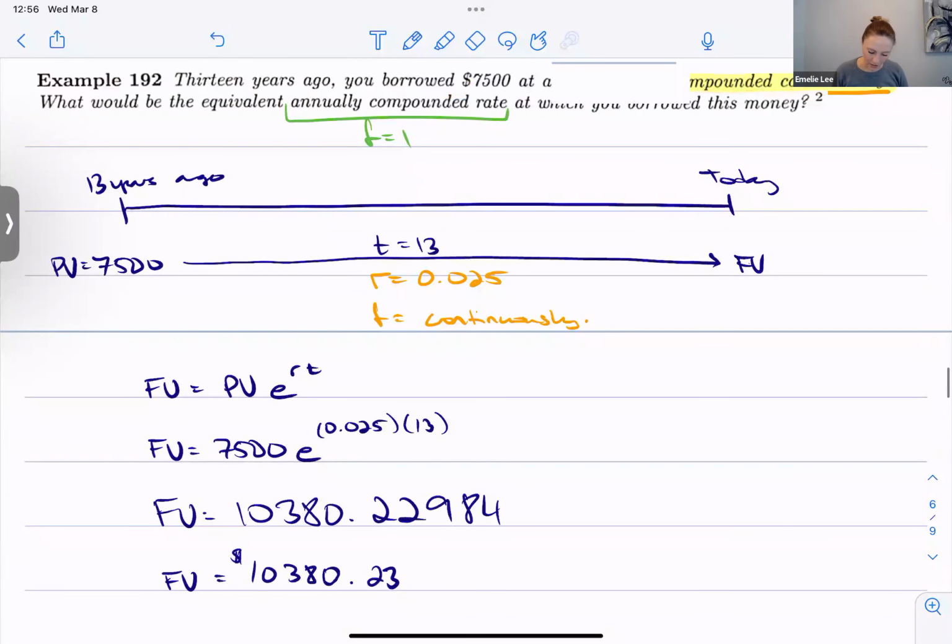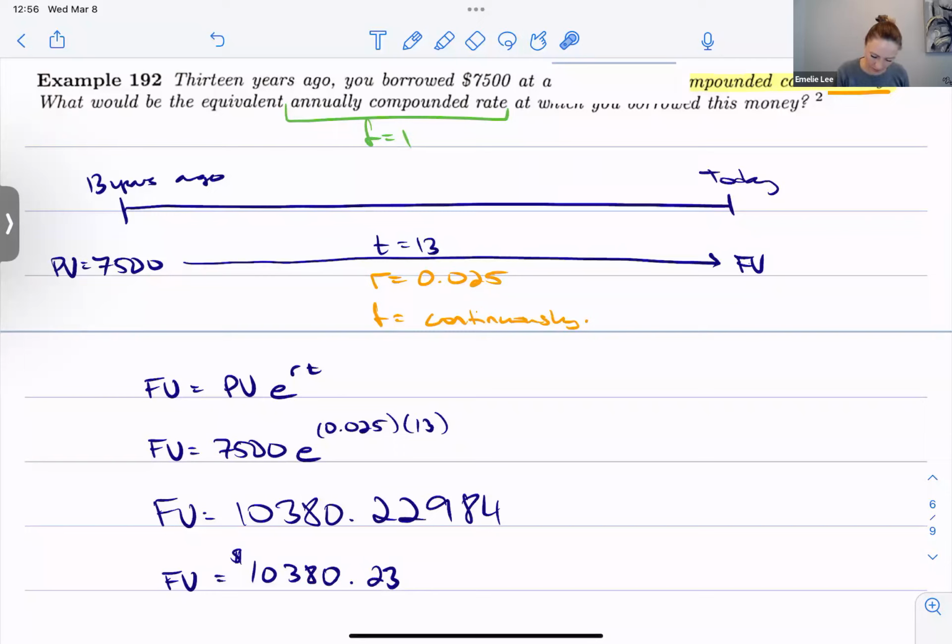What we need is we need to know, okay, so if it's compounded continuously, it sounds amazing, right? But for 13 years, 7,500 sat there and it grew to 10,380 and 23 cents, right? So now what the question is asking, okay, well, what if we change it so that the frequency is now annually, so 1, right? Then what is the rate going to be, right?